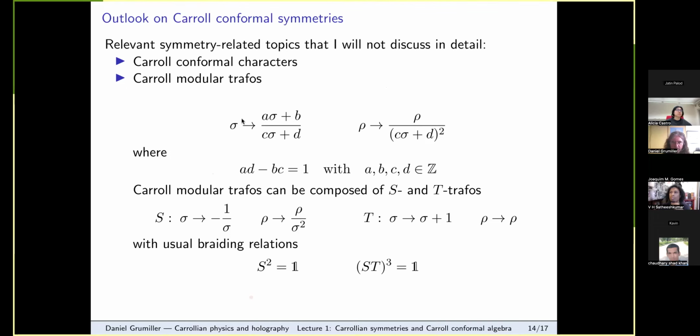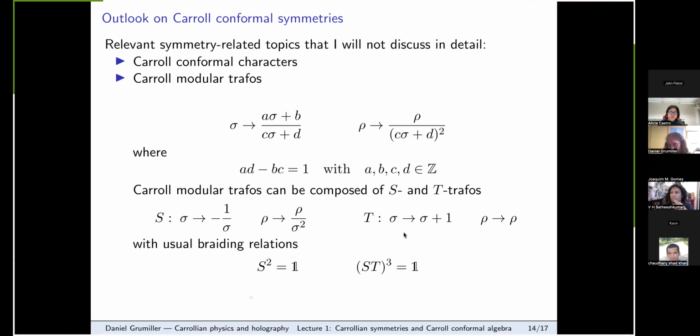Moreover, you can show that the generic modular transformation can be composed of basic building blocks, namely of so-called S and T transformations. And that's, again, completely analogous to the Lorentzian case. So also there you can compose general modular transformations out of S and T transformations. S transformation is like a duality. Physical interpretation is often as a low-high temperature duality. In this case, what it does is it sends sigma into minus 1 over sigma and rho to rho over sigma squared. And the T transformation is just a shift of sigma. That's exactly the same as in the relativistic case. So the T transformation just sends sigma to sigma plus 1 and rho to itself.